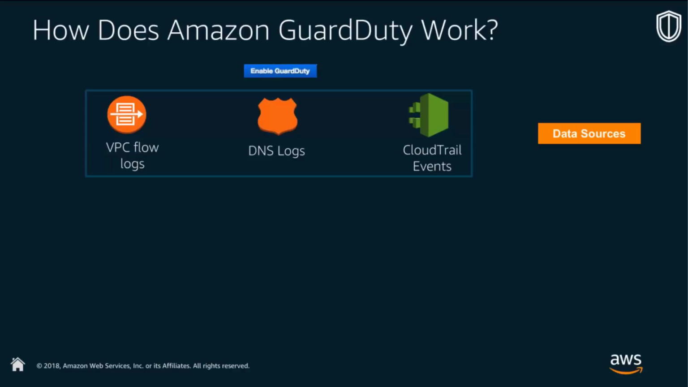CloudTrail is one of our fundamental security services for auditing activity in your AWS accounts, and it records AWS API calls being made against your accounts.